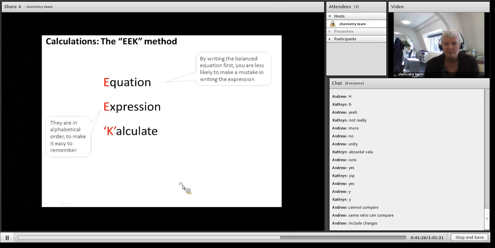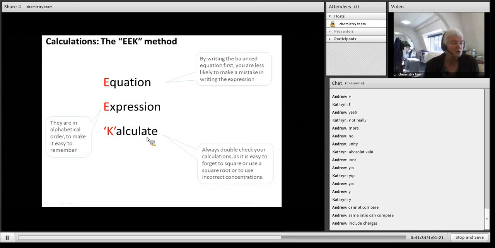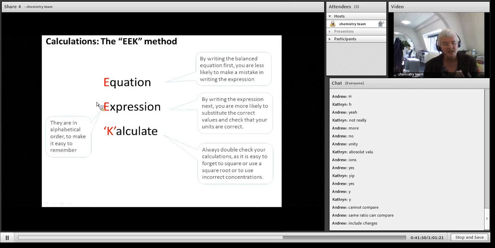Always double check your calculations, especially when you do square roots or cube something or take a cube root. You can often press the wrong button on your calculator, so always recheck your calculations from the beginning. And then, as I say, make sure you do the expression correctly, because the expression will tell you whether you square something or don't square something.